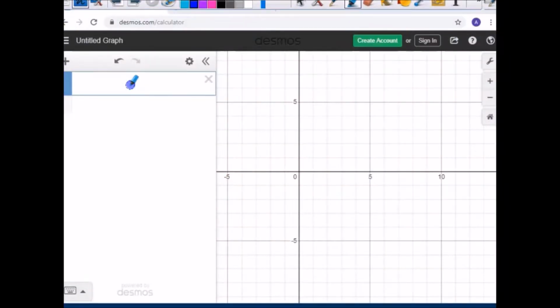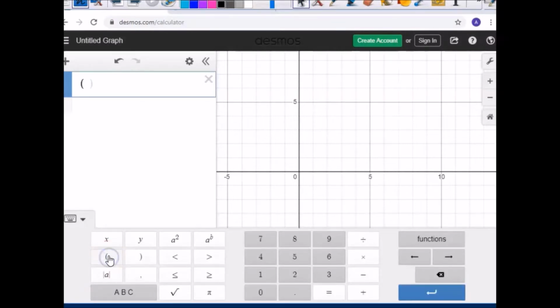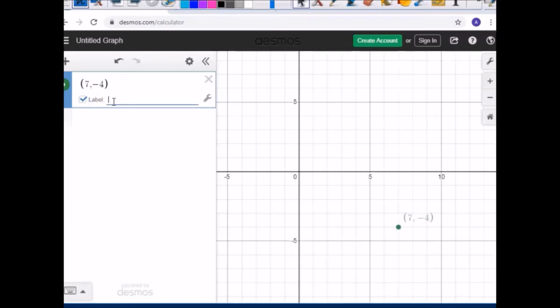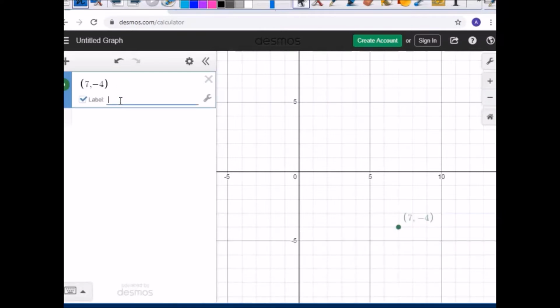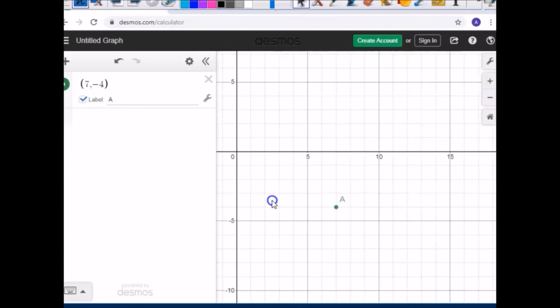So I'm at desmos.com. Let's erase that here. All right, so here, all you have to do is type in your ordered pair. And so if you remember, point A was (7, -4). And I can even label it. So if I go right here and label it, go to my typewriter, ABC, boom. It should be point A. Yes, all you have to do is just type in with your keyboard A. So now there's my point A. Everybody see the point A right there?